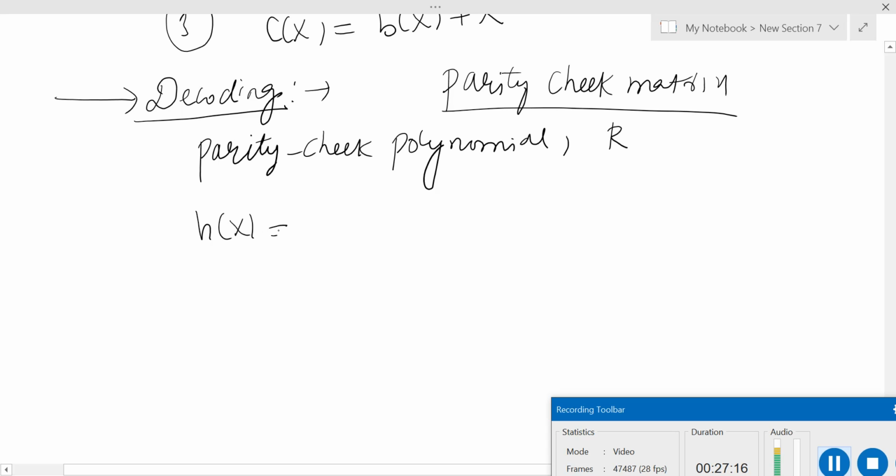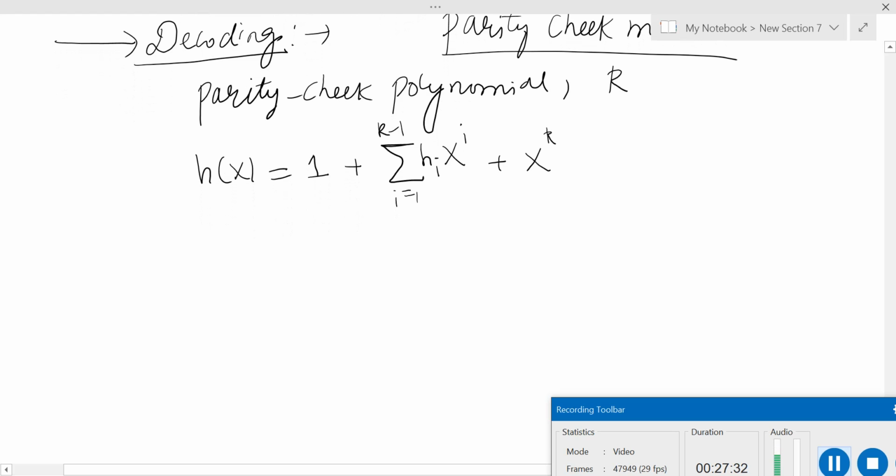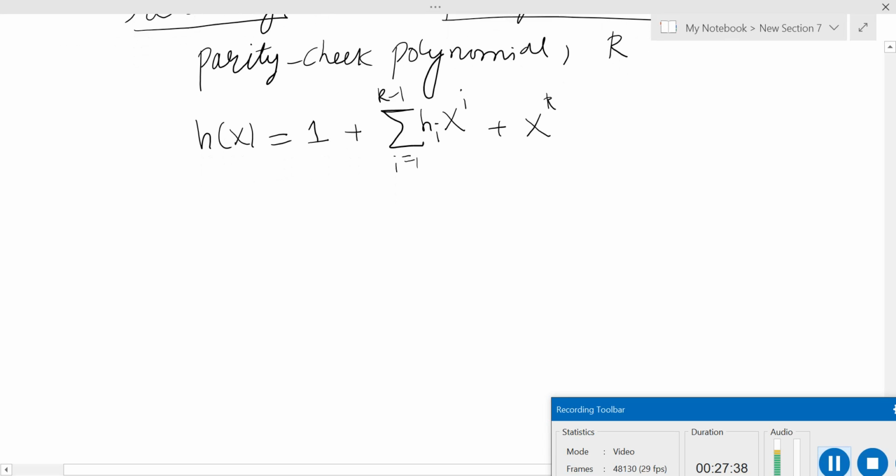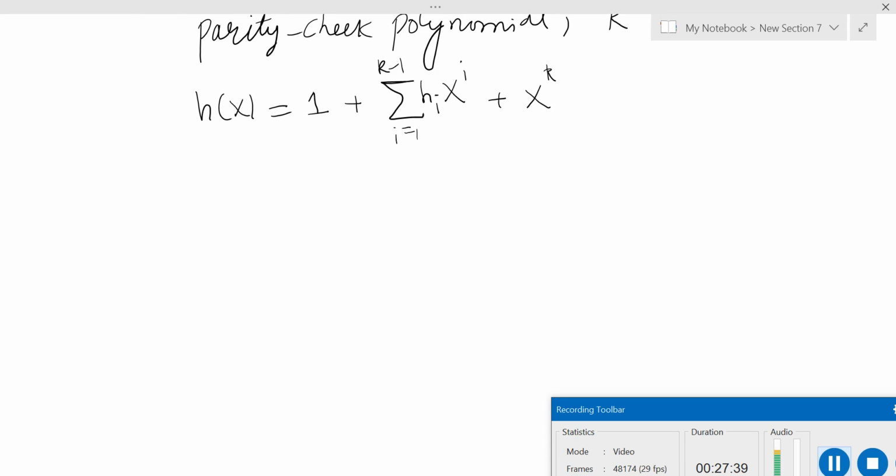Since its degree is k, there has to be a constant term, and there has to be a degree k term with coefficient 1. In between, there will be terms which may be 0 or 1 depending upon whether hi is 0 or 1. This is your parity check polynomial. Okay. So I state here a fact without proof. It needs a proof from polynomial theory.